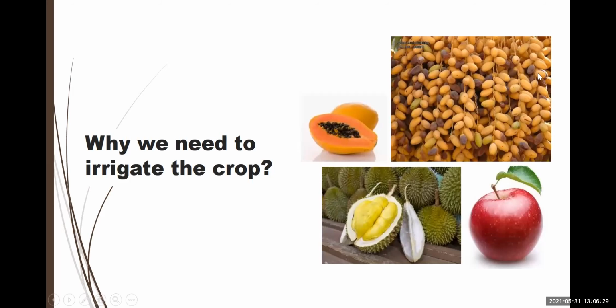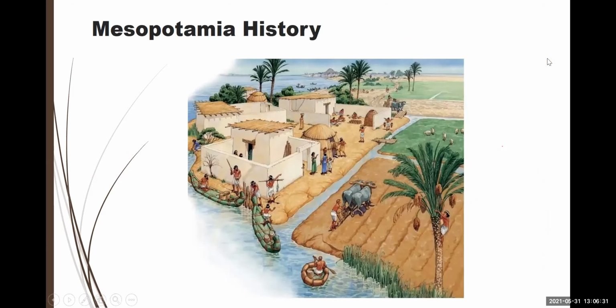tapi saya nak sentuh sikit hari ini berkaitan dengan crop care, penjagaan tanaman ya, pengairan ya. So this is the historical technology, sejarah ya, ketamadunan Mesopotamia di Egypt ya. So dia dah ada teknik pengairan, penjagaan tanaman dan sebagainya untuk menghasilkan makanan ya. So I don't want to go into detail.